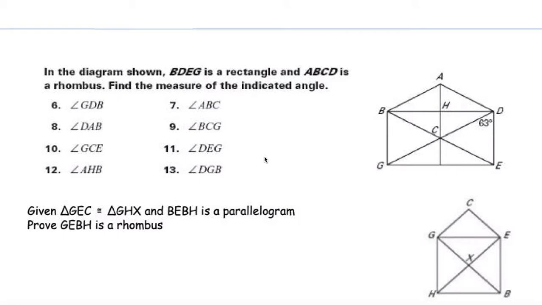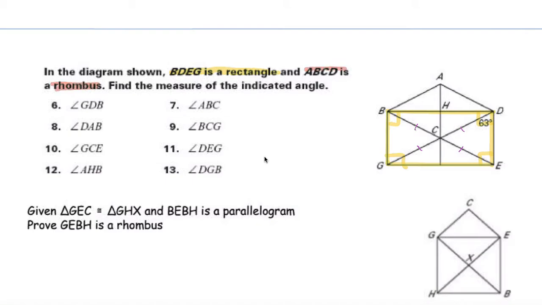They gave us some information in the instructions. You definitely want to read your instructions. It says that BDEG is a rectangle. So BDEG being a rectangle means that we have right angles in each corner, means that our diagonals are congruent to each other, means that those diagonals are creating those isosceles triangles, and going to help us to find all of our angles in that rectangle. We also have a rhombus.